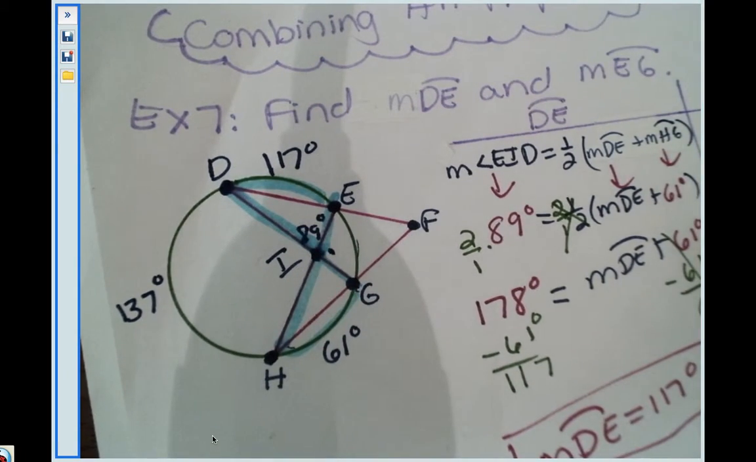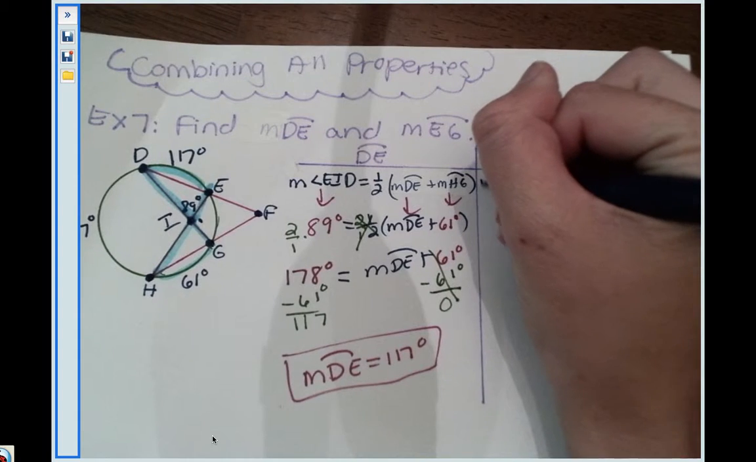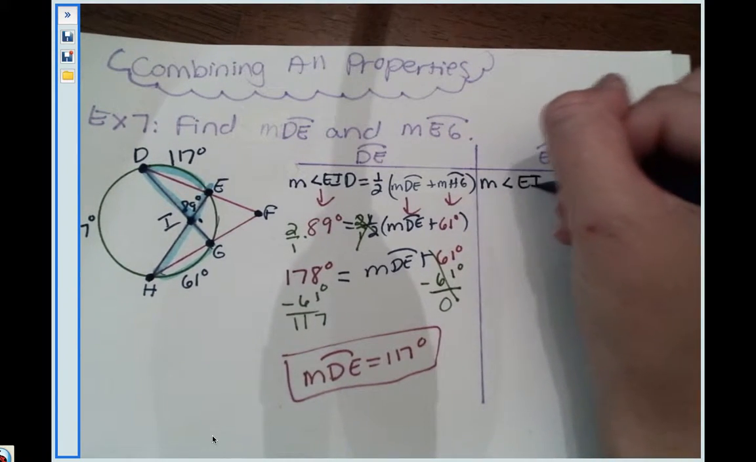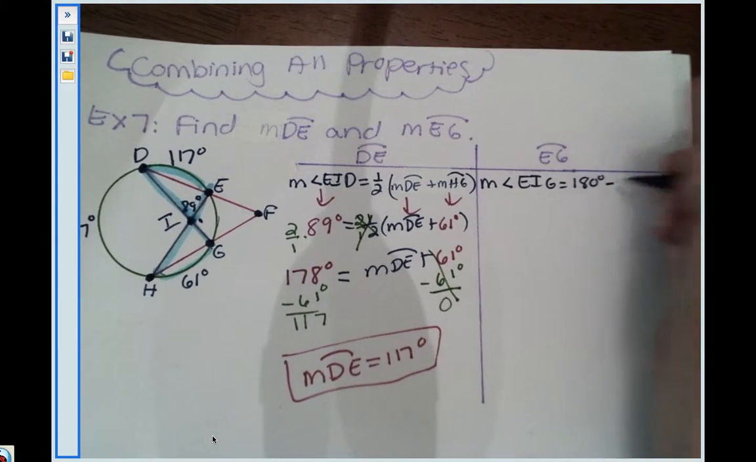Okay, so I'm going to start by solving that over here so we can have our work documented so you know what I did when you reference this problem again. So the measure of angle EIG equals 180 degrees minus angle EID, not die, because I don't like that.